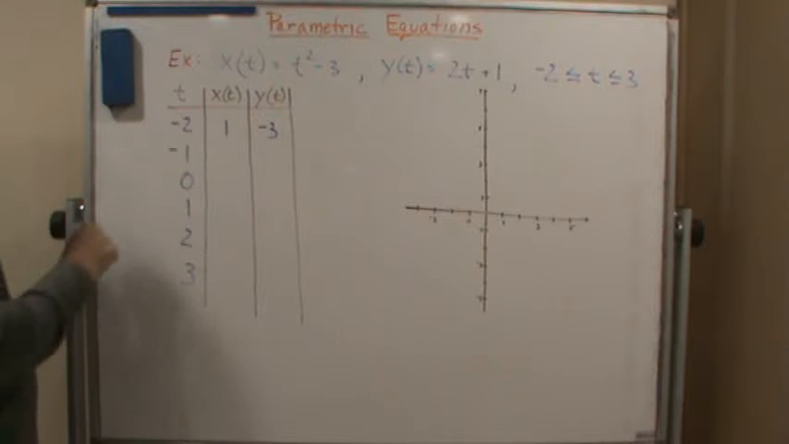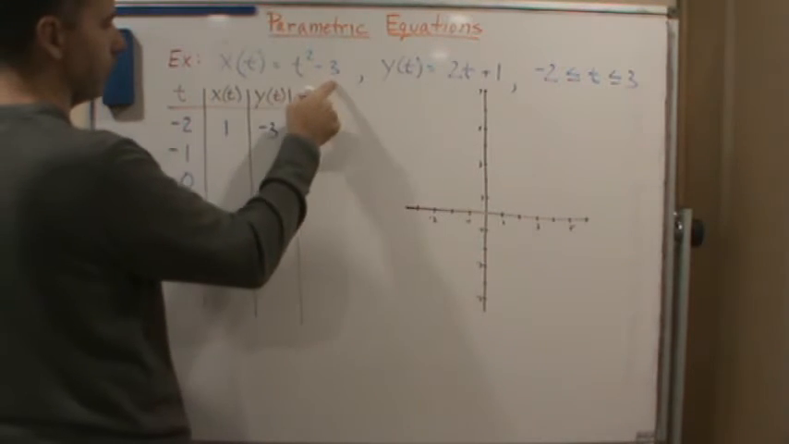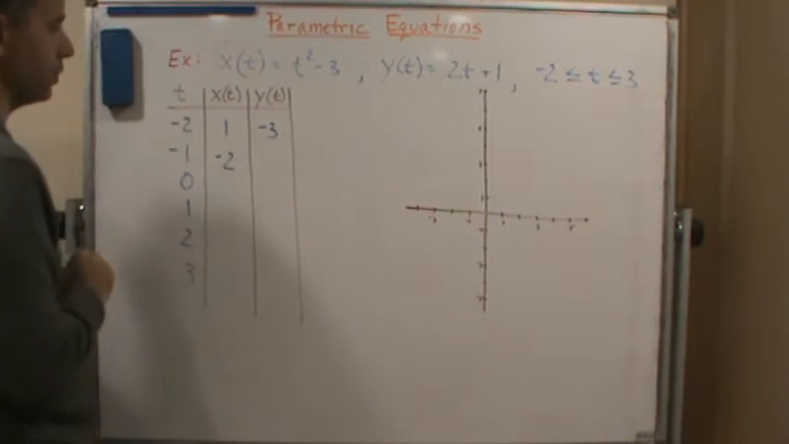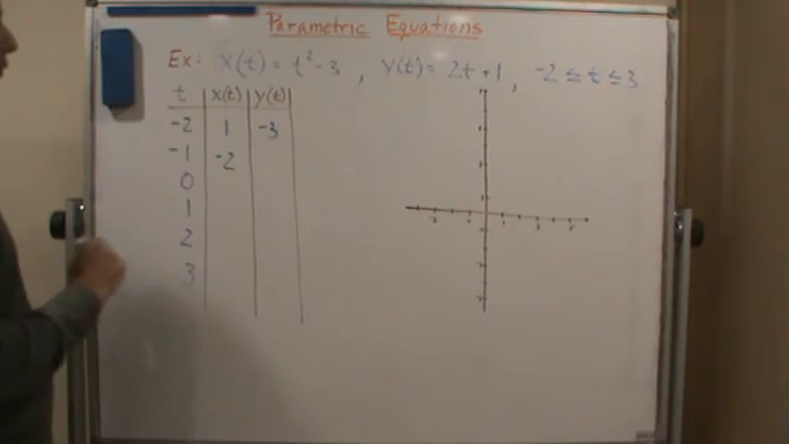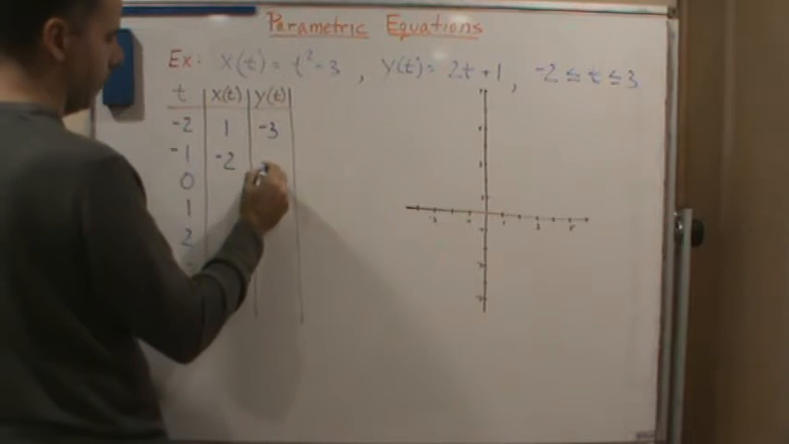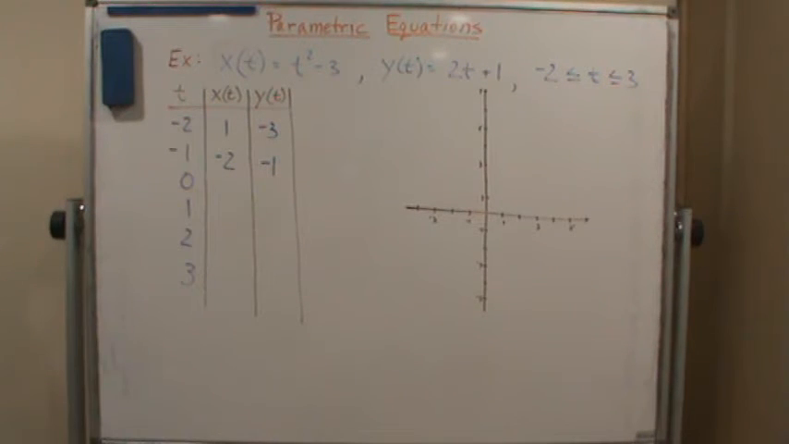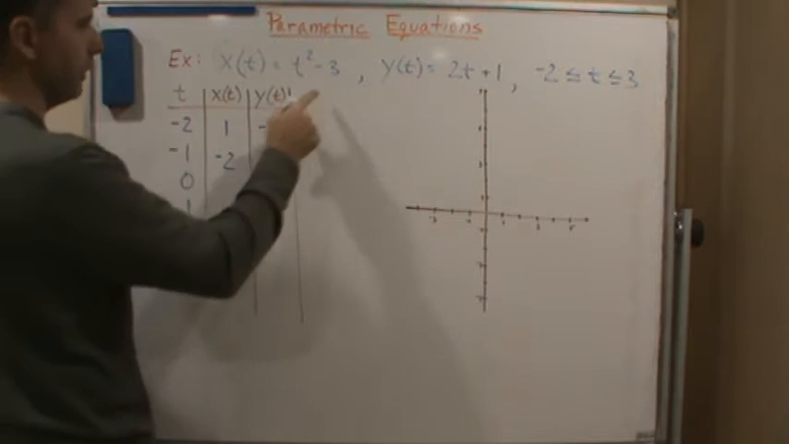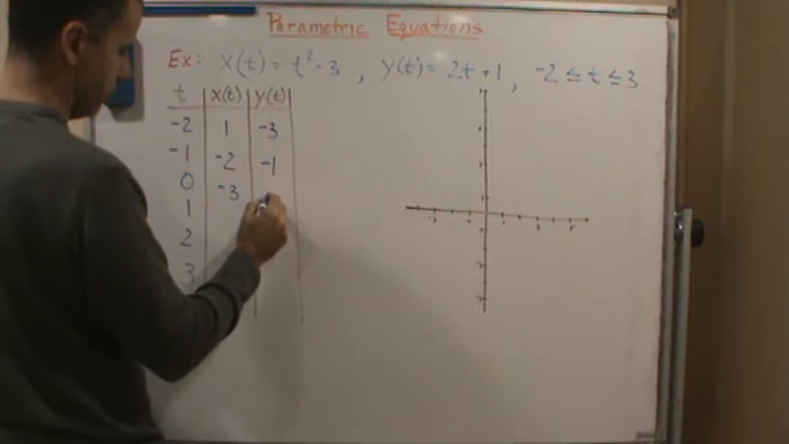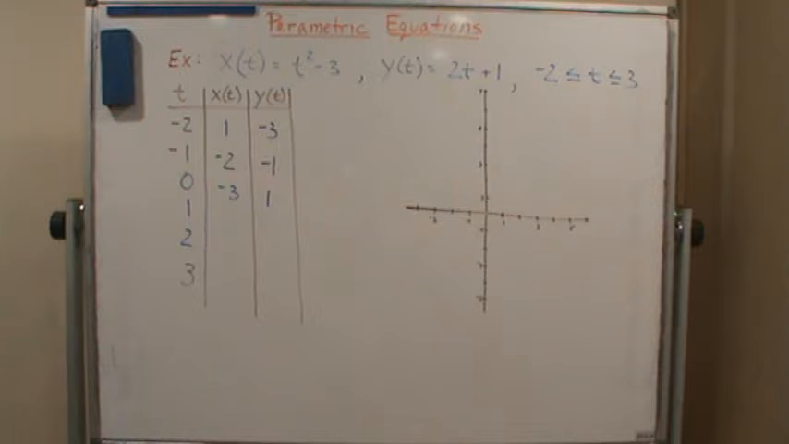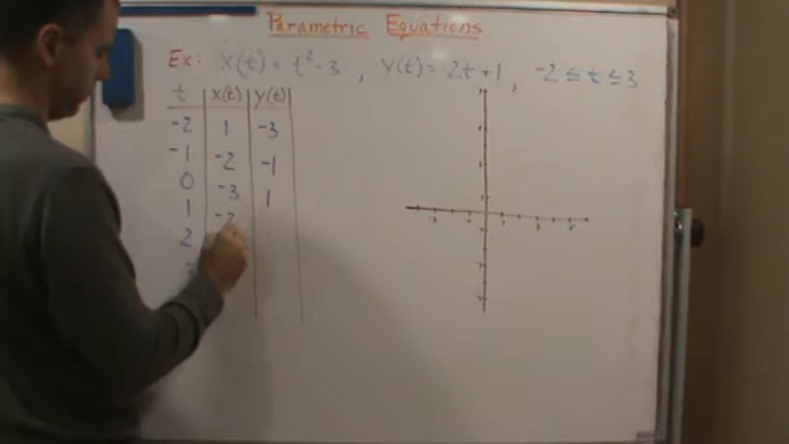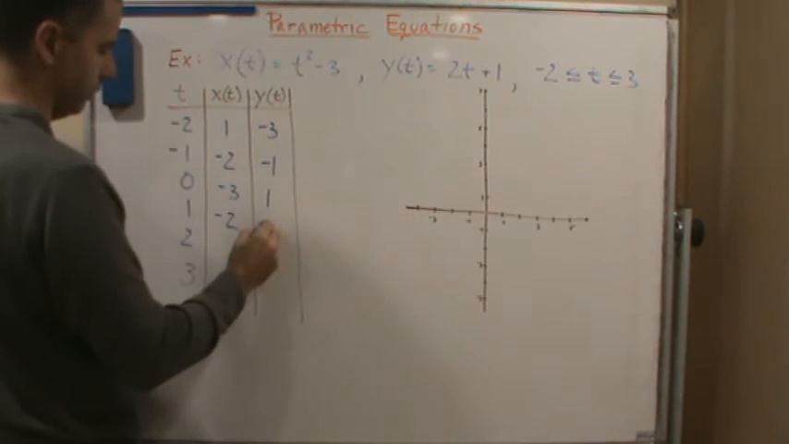Okay, and then if we go to t equal to -1, we get 1 minus 3 here, which is going to be -2. And then if we plug in -1 here, we get 2 times -1, which is -2 plus 1, which is -1. And if we plug in 0 for t, we get -3 and +1. Okay. And if we plug in 1, we get 1 minus 3, which is -2. And if we plug 1 here, we get 3.